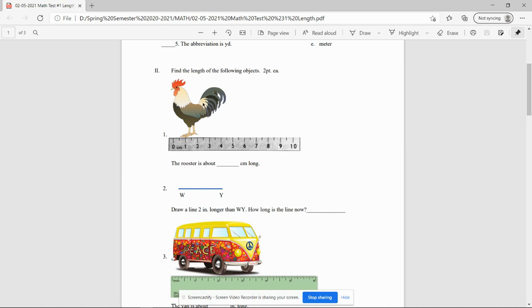So you need to figure out how long the rooster is. So how long is the rooster? So this is the tip of the feathers, and where does it end? And then you're going to measure that, right? And then you're going to write that number here in the blank space.